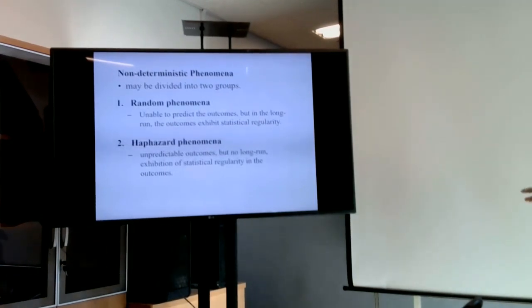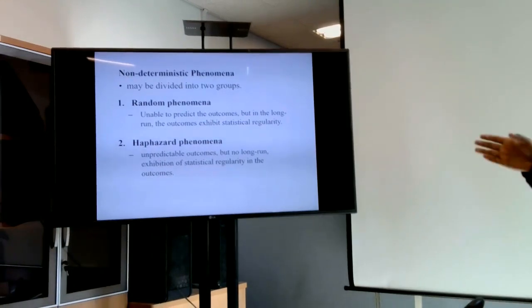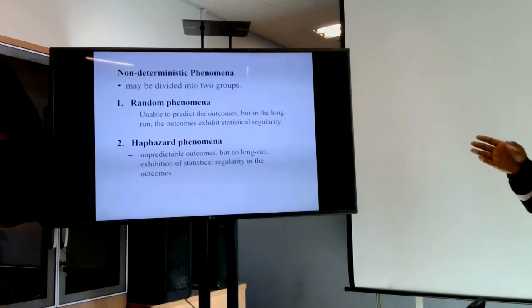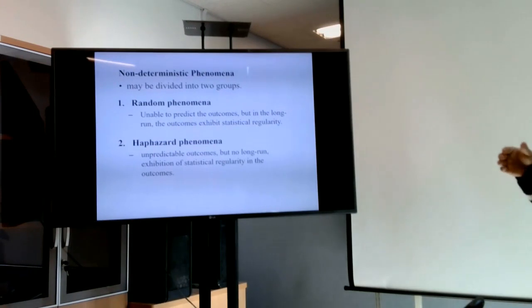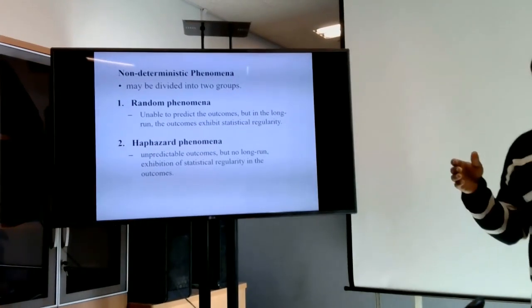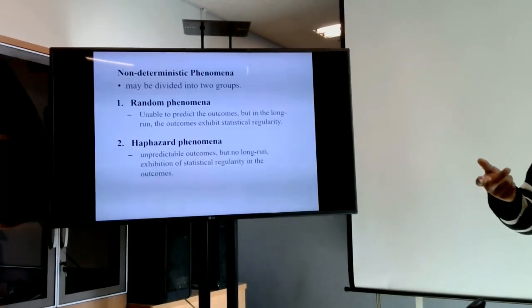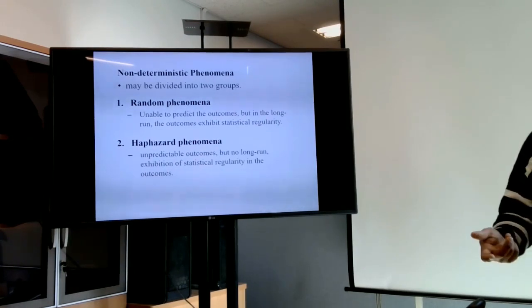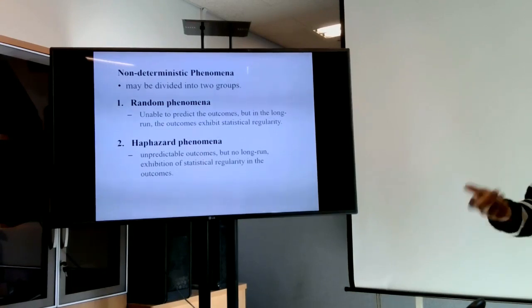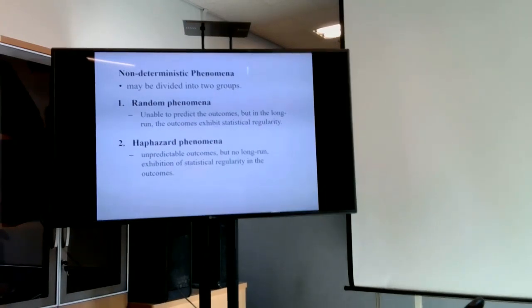Non-deterministic may be divided into two groups: random phenomena and haphazard phenomena. What is a random phenomenon? It is unable to predict the outcome, but in the long run, the outcomes exhibit statistical regularity. For example, in a rolling die experiment, it is a random phenomenon, unable to predict, because we roll a die, we don't know what the outcome is. But in the long term, the outcomes exhibit statistical regularity.